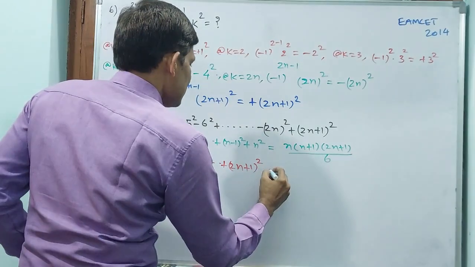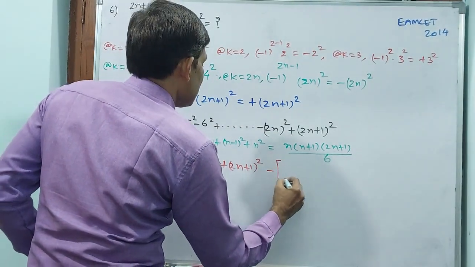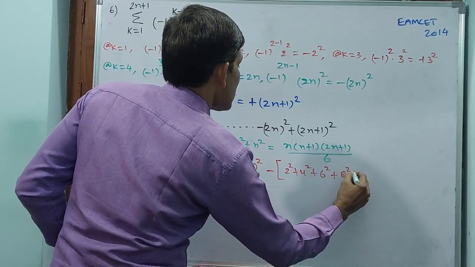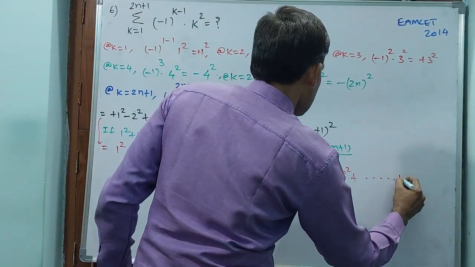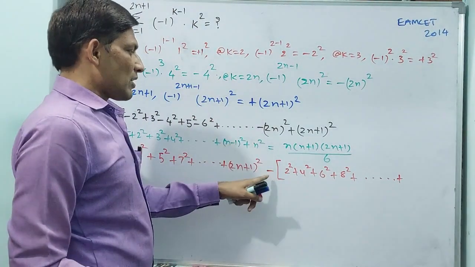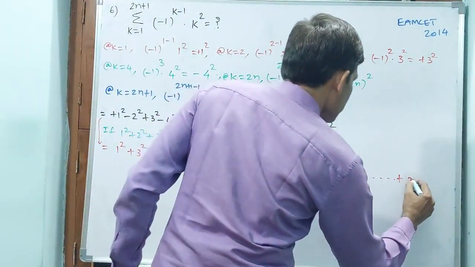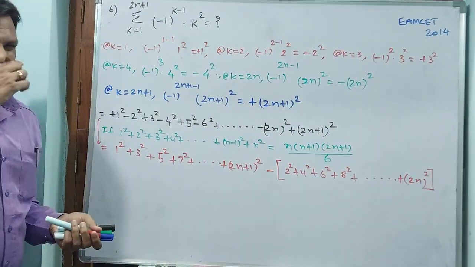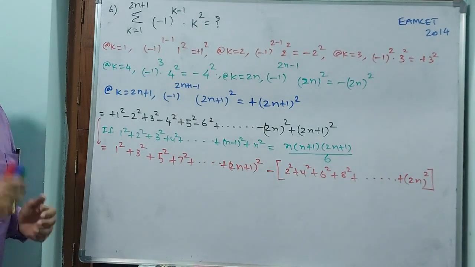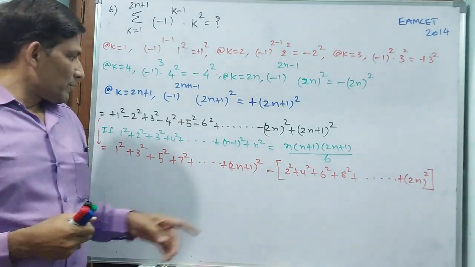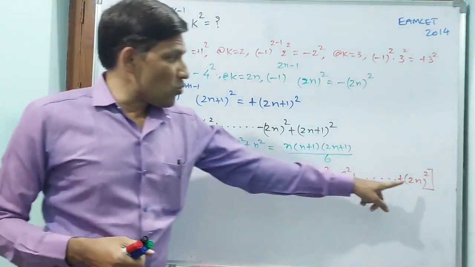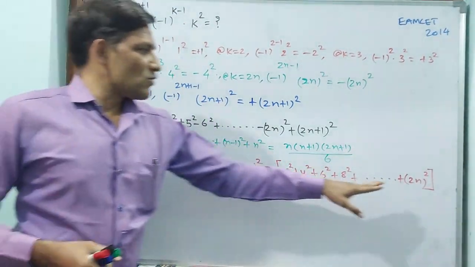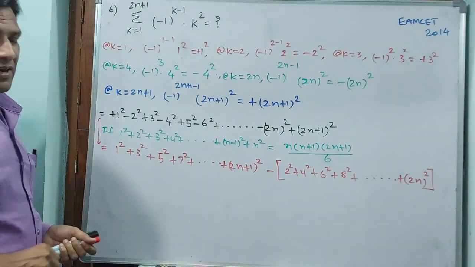Shall I write minus like this? Minus, I am taking common, then 2 squared plus 4 squared plus 6 squared plus 8 squared plus, and so on, up to (2n) whole squared. Why minus outside? Because minus is there outside. Is it okay? Logically observe here: here 2n plus 1 is there, but here 2n is there, not n. Here n is there, but here 2n is there. That you have to understand carefully.